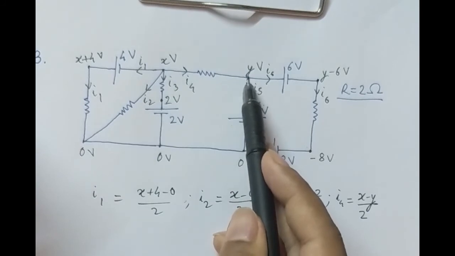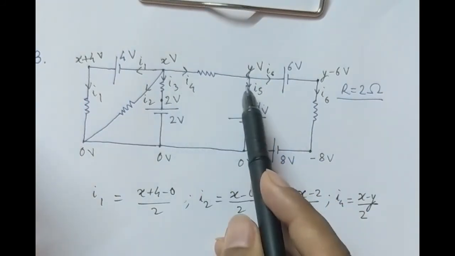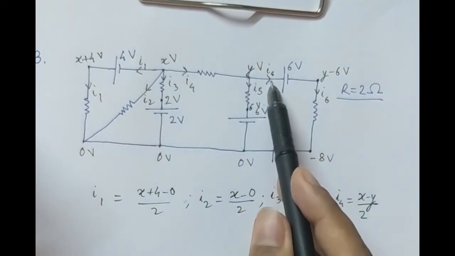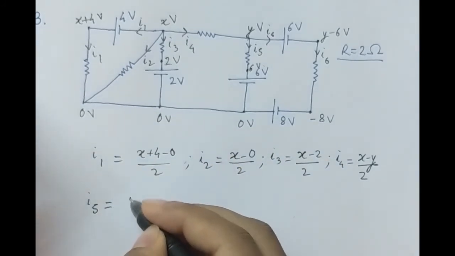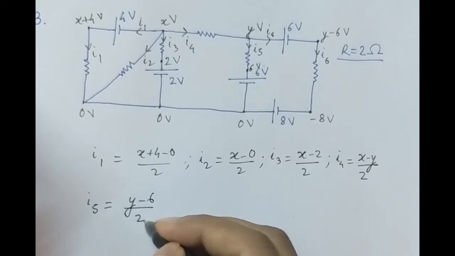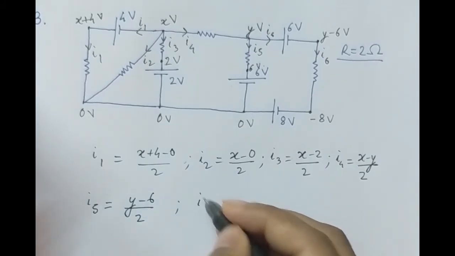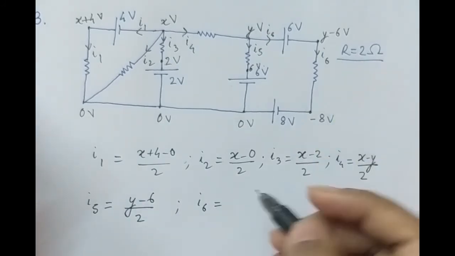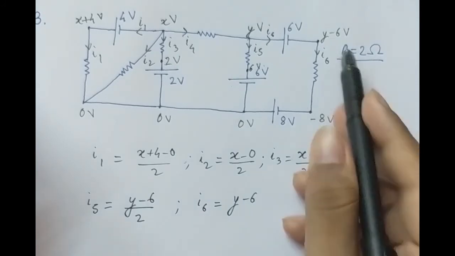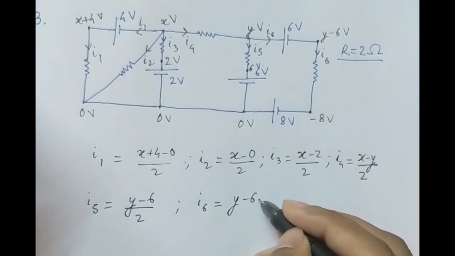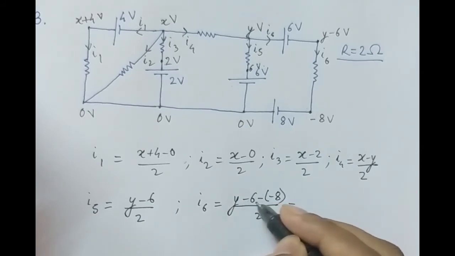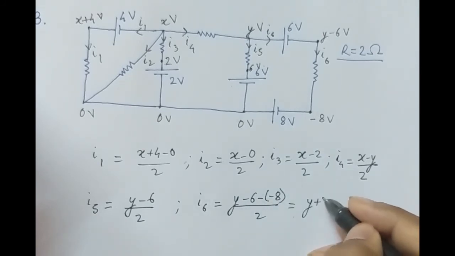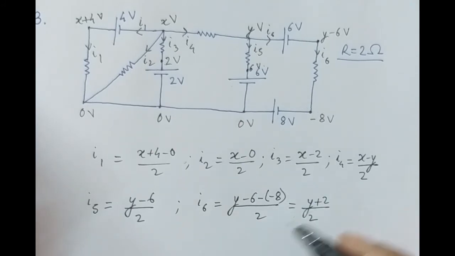Now let's look at the junction Y. At the junction Y, I4 we already have found out. We have I5 and I6 to find out. So I5 is equal to (y minus 6) divided by 2, and I6 is equal to y minus 6, and the other terminal is at minus 8. So minus of minus 8 divided by 2, that gives me y minus 6 plus 8, that is (y plus 2) divided by 2.